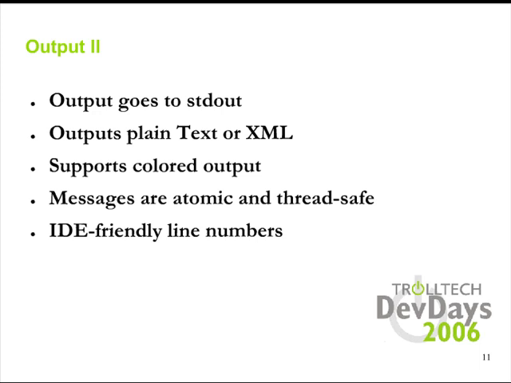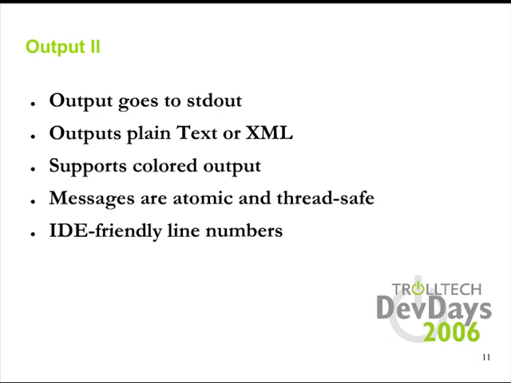Supports color output. You've seen the passes are green, the fails will be red. Another nice thing is that the messages are atomic and thread safe, meaning that if you have a warning or a failure and you run it from multiple threads, it won't happen that suddenly one fail will be interweaved with another fail. So it's fairly safe for multi-threaded testing.